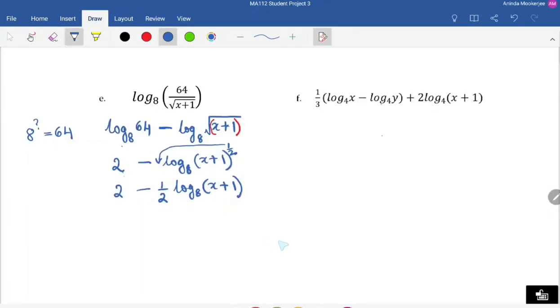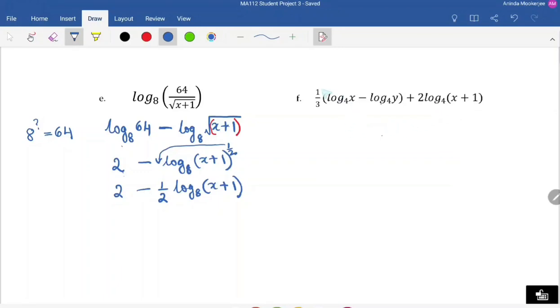Now let's finish off question number 1 by completing part F. Now this problem is going to be a little bit different from the ones that we worked before, because previously we were using the properties of logarithm to expand the different expressions given to us. For this one, we see that the expression is already in expanded form, so we have to use the properties of logarithms to condense it as much as possible.